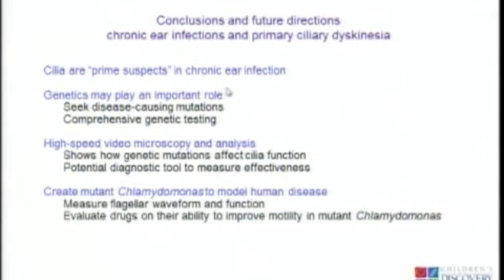This group is seeking the disease-causing mutations and doing comprehensive genetic testing, but we're also examining the phenotype, seeing how well they work as swimmers. So we think that using these models, we can not only evaluate the function and gain understanding in the disease, but we'll also be able to use these to evaluate the effects of interventions like small molecule drugs on Chlamydomonas.